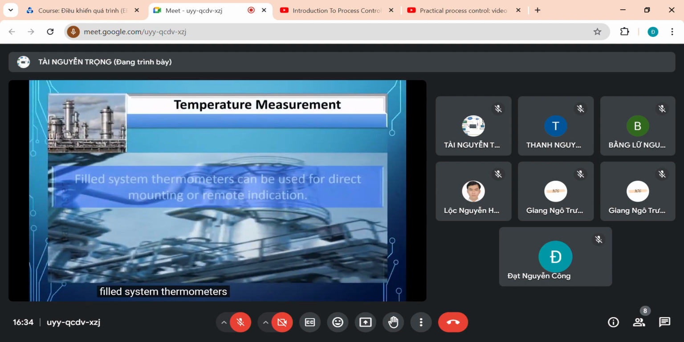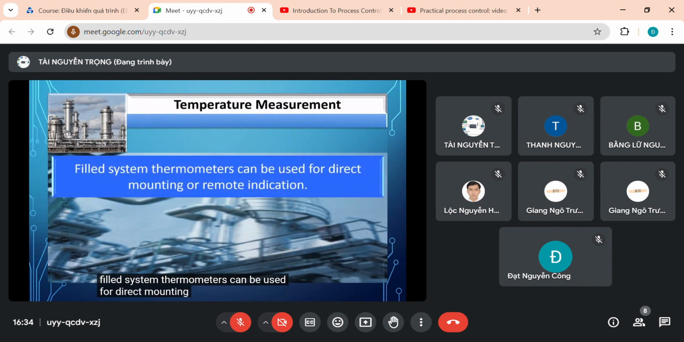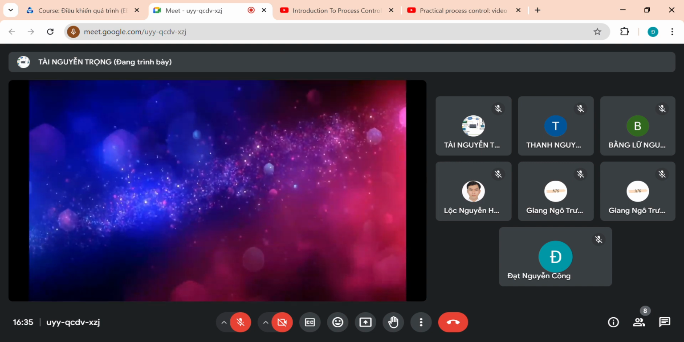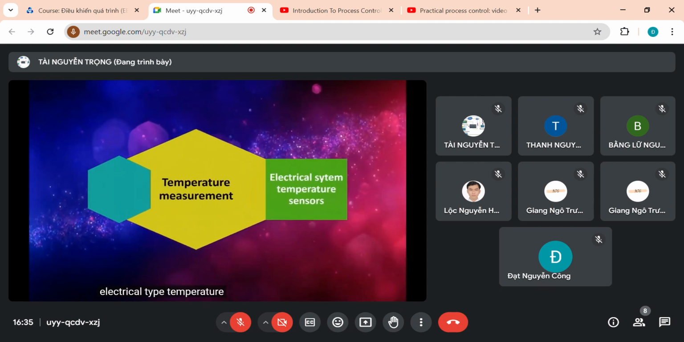Filled system thermometers can be used for direct mounting or remote indications. Gas-filled thermometers can be used for remote indications with capillary length up to 100 feet, whereas liquid-filled systems are used for remote indications up to 25 feet or less. Electrical type temperature sensors.